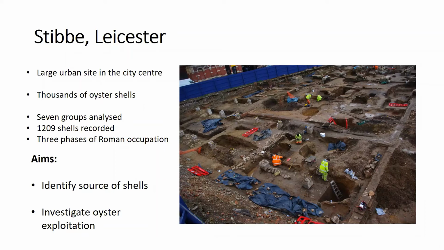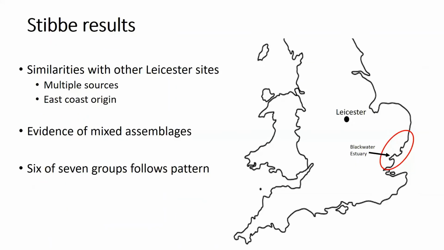The 2 main aims that I had from these shells were, first, I wanted to identify the source of the shells. Obviously, being in Leicester, they're not local. And I also wanted to investigate whether there was any evidence of the Roman exploitation of the shells, because as we said, during the Iron Age, there's no sort of management of the oyster beds. I wanted to see if there was any evidence of this practice starting to be adopted when the Romans come along. So they were my 2 main aims of the analysis.